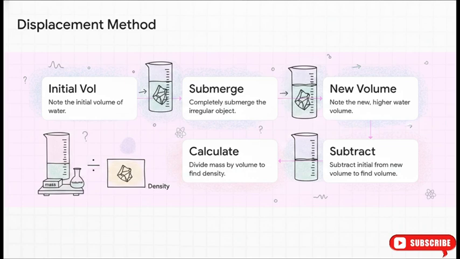Finally, step 5, simply divide the rock's mass by this new volume to calculate its density. It's a beautifully simple, elegant way to isolate the 3D space of literally any complex shape.